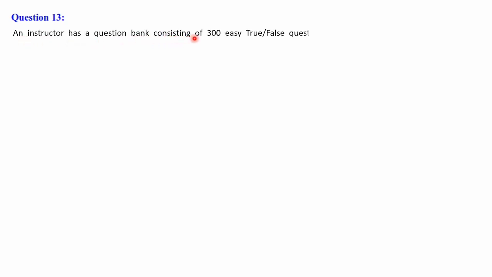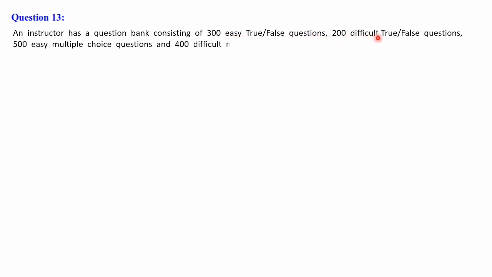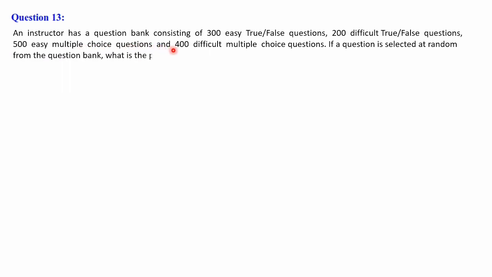Next we shall discuss question number 13. An instructor has a question bank consisting of 300 easy true or false questions, 200 difficult true or false questions, 500 easy multiple choice questions and 400 difficult multiple choice questions. If a question is selected at random from the question bank, what is the probability that it will be an easy question given that it is a multiple choice question?